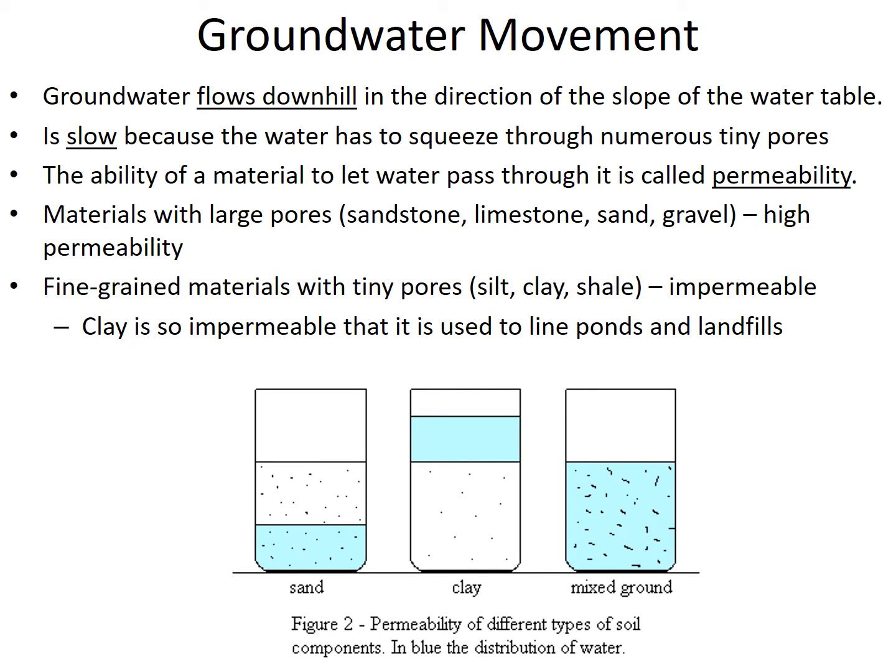Groundwater always flows downhill in the direction of the slope of the water table, and it is a slow movement because the water has to squeeze through numerous tiny pores. The ability of water to pass through those pores is called permeability, and materials with large pores such as sandstone, limestone, sand, and gravel have high permeability. Things that are very fine grained, such as silt, clay, and shale, are sometimes called impermeable. Clay is so impermeable that it is used to line ponds and landfills because it really prevents the movement of materials through it.